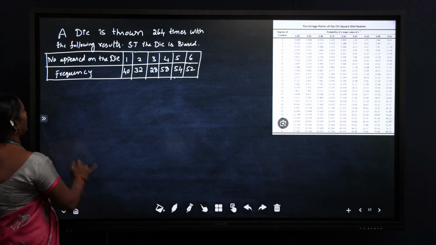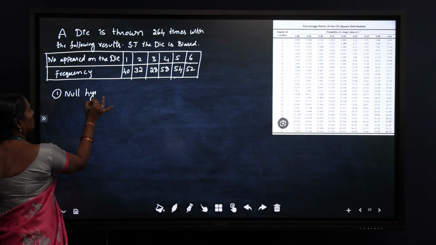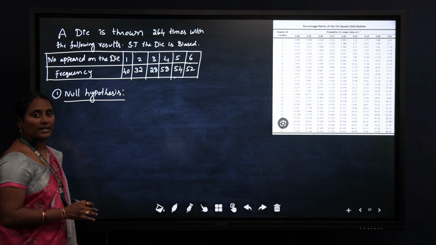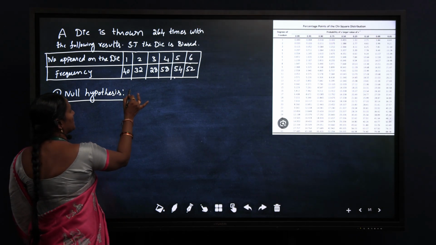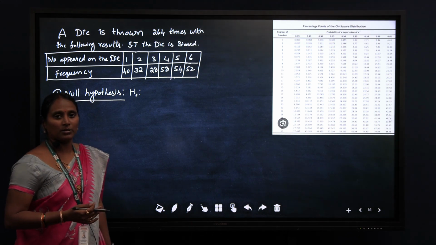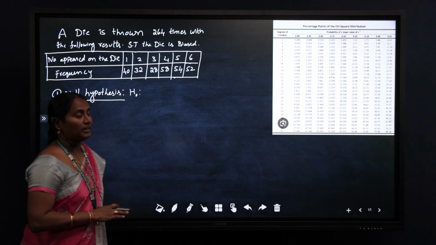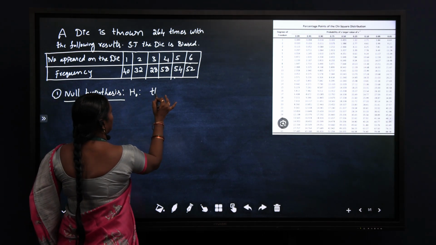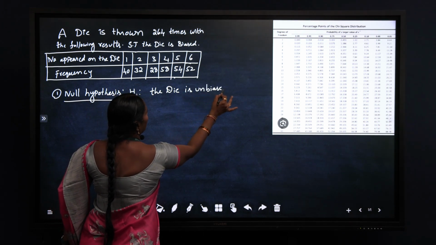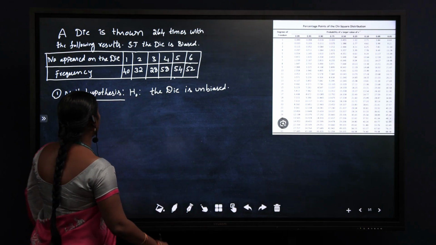The first step is the null hypothesis. As we discussed in the last videos, a statement of no difference is called the null hypothesis. Here we define the null hypothesis H naught. What is our given question? Show that the die is biased. Biased means with partiality. So we take the null hypothesis H naught as: the die is unbiased. It means that we are throwing the die without partiality. This is what we call the null hypothesis.